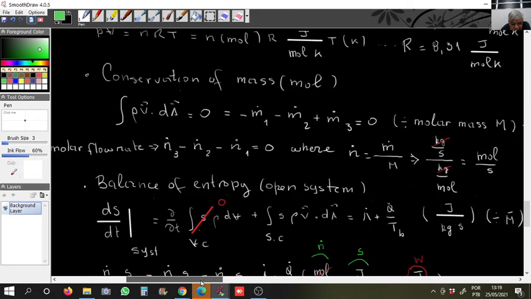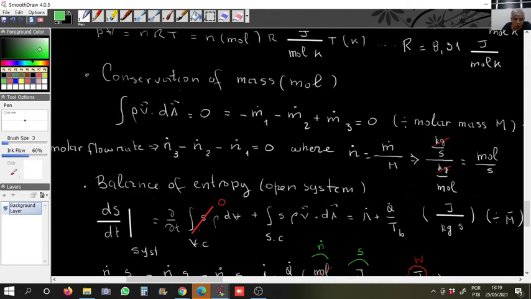That's the molar flow rate: n-dot 3 minus n-dot 2 minus n-dot 1. It's the same here; I just divide both sides by capital M. Just to remind you, the molar flow rate is the mass flow rate divided by the molar mass, capital M. The unit is mole per second.